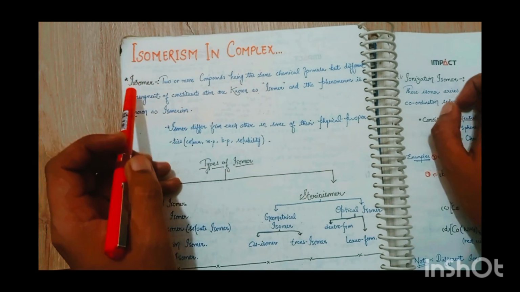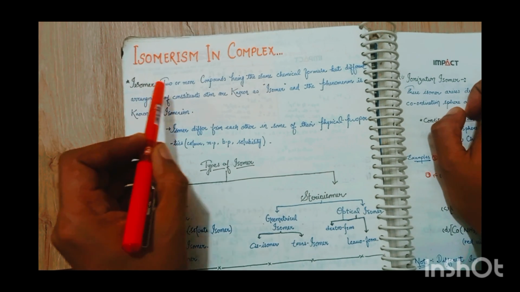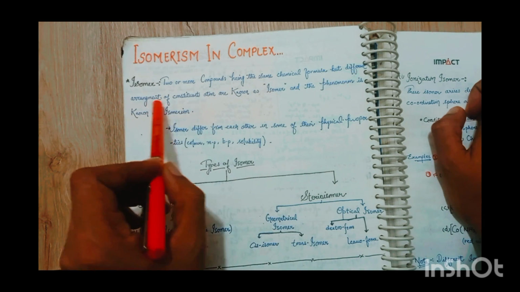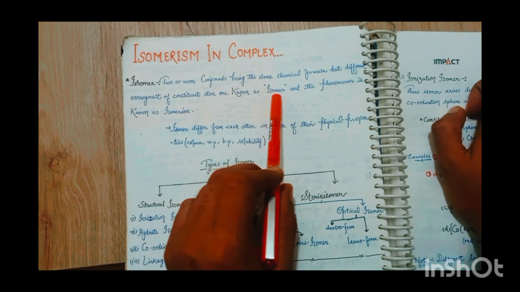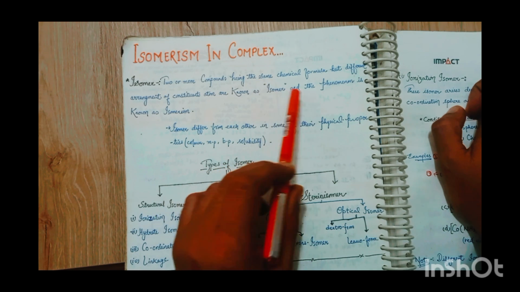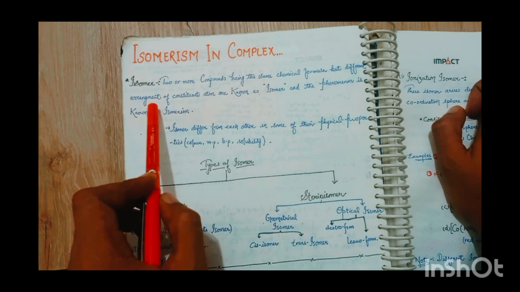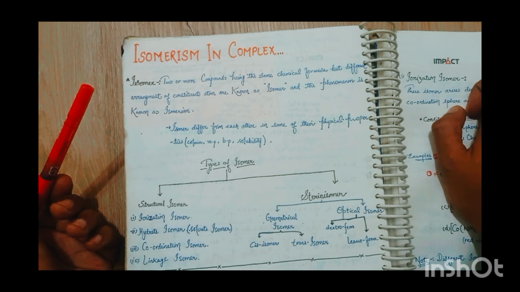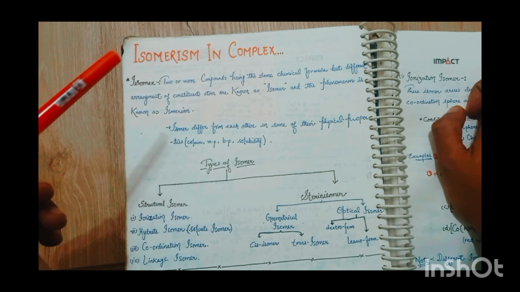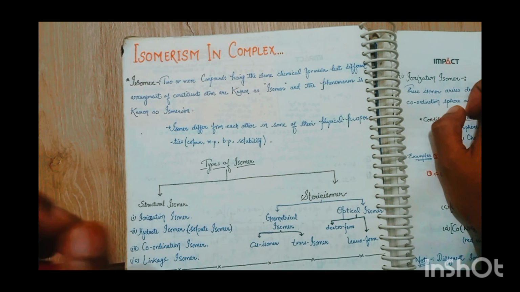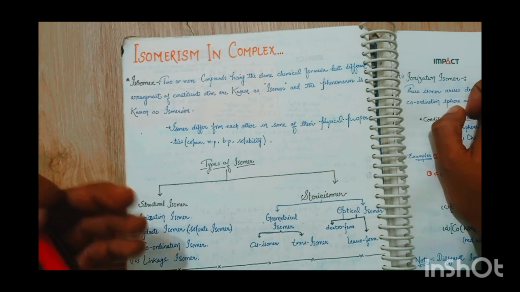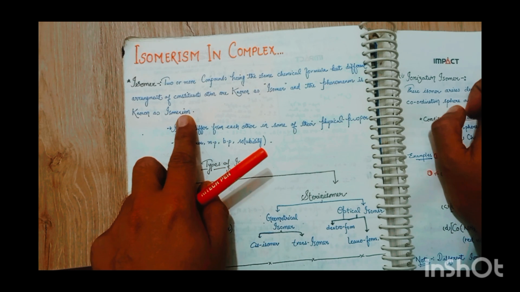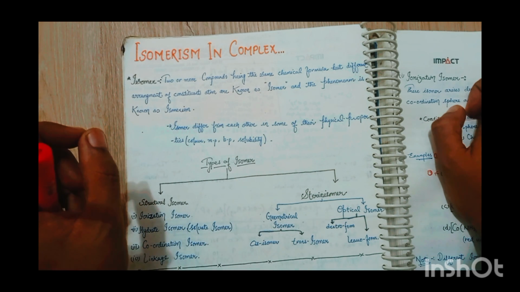Without wasting time, moving to the topic, isomer. Two or more compounds having the same chemical formula but different arrangement of the constituent atoms are known as isomers. Okay, the same chemical formula is a must, but there is a different arrangement, or you can say a different structural formula. The same chemical formula but different structural formula is known as isomer, and the phenomenon in which we discuss isomers is known as isomerism. Okay, I think it is clear to you all.